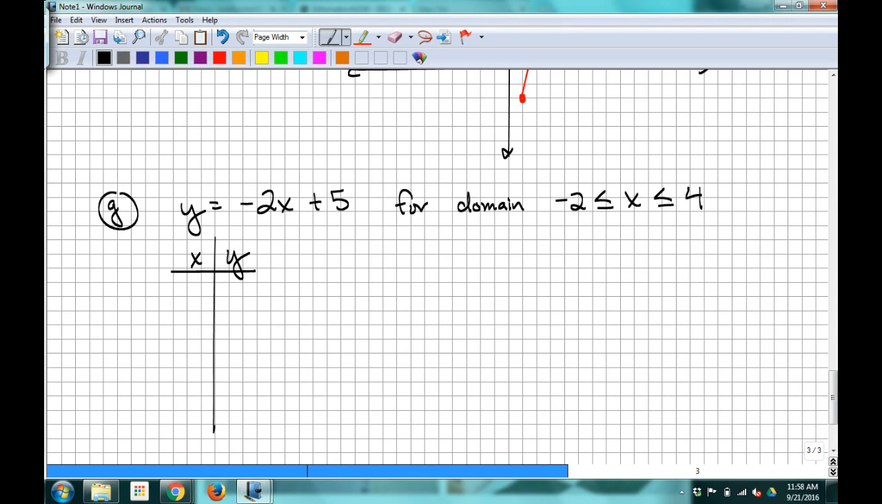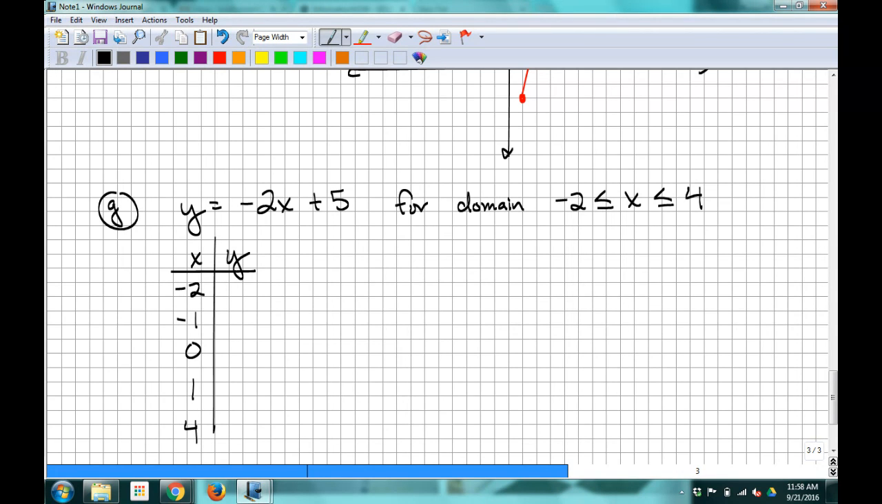What's the smallest x value that I can pick? Negative 2. What's the largest one I can pick? Positive 4. I should have picked some in between there. What are some numbers that are between negative 2 and positive 4? Negative 1 and 0. 1 is in there. That gets us 5 of them. That's enough to get a good picture of the line. And then we take those and plug them in.